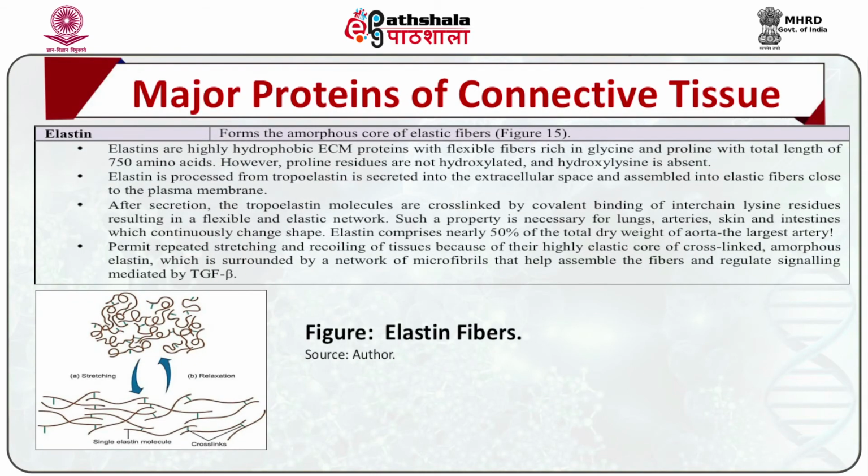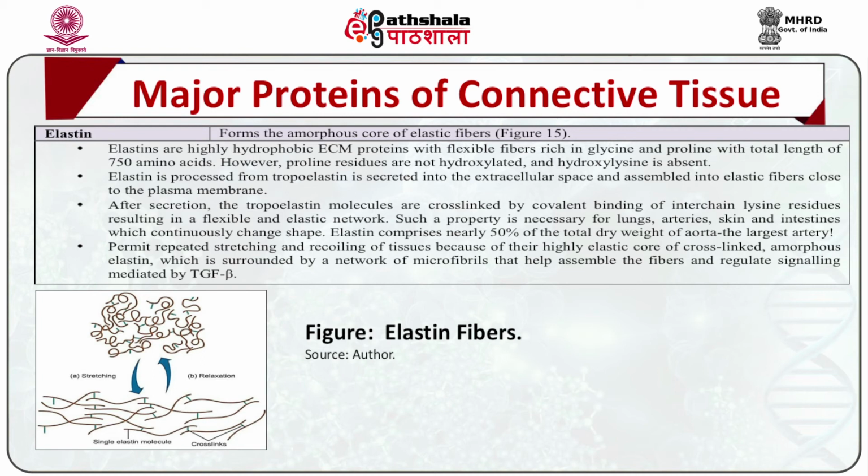Now let us look at elastin that forms the amorphous core of elastic fibers. These are highly hydrophobic ECM proteins with flexible fibers rich in glycine and proline with a total length of about 750 amino acids. The elastin is processed from tropoelastin, which is secreted into the extracellular space and assembled into elastic fibers close to the plasma membrane. After secretion, the tropoelastin molecules are cross-linked by covalent binding of interchain lysine residues, resulting in a flexible elastic network.